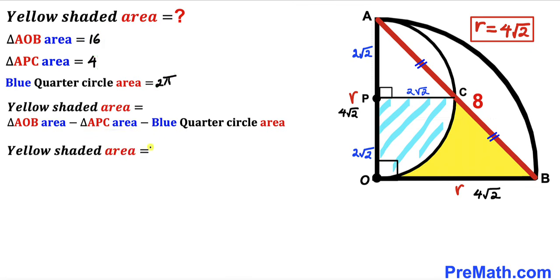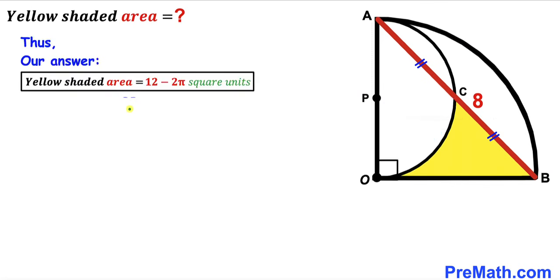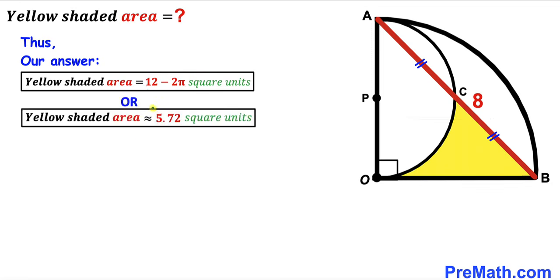So let's go ahead and fill in the blanks. The yellow shaded region area is going to be 16 minus 4 minus 2 times pi. Now let's simplify the right hand side. That is going to give us 12 minus 2 pi square units. So after all the calculations and manipulations, the area of this yellow shaded region turns out to be 12 minus 2 pi square units, which is approximately equal to 5.72 square units as well. And that's our final answer.